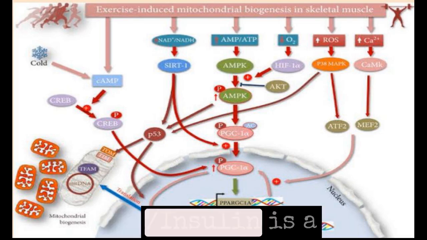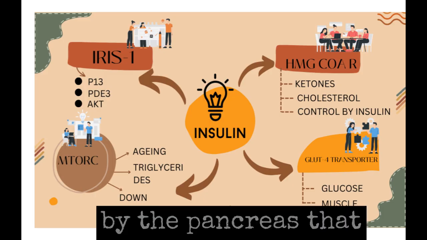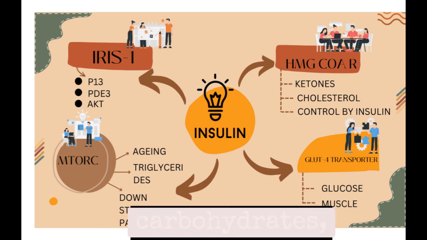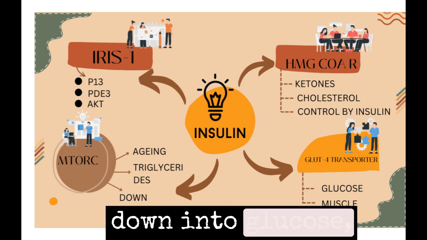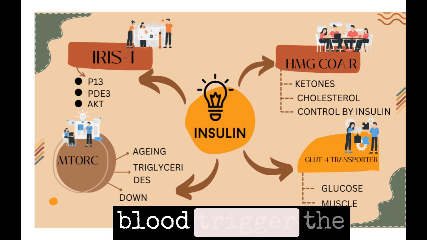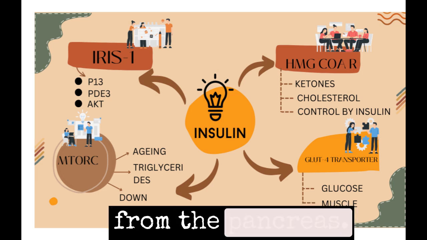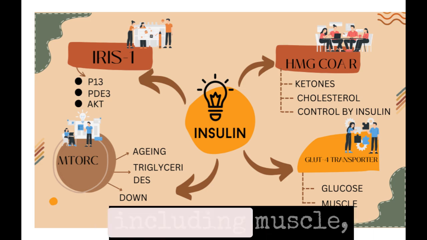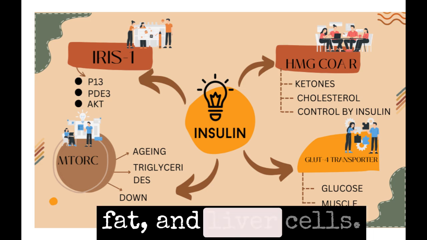Insulin is a hormone produced by the pancreas that regulates glucose levels in the bloodstream. When you eat carbohydrates, they are broken down into glucose, which enters the bloodstream. High levels of glucose in the blood trigger the release of insulin from the pancreas. Insulin then binds to specific receptors on cells throughout the body, including muscle, fat, and liver cells.